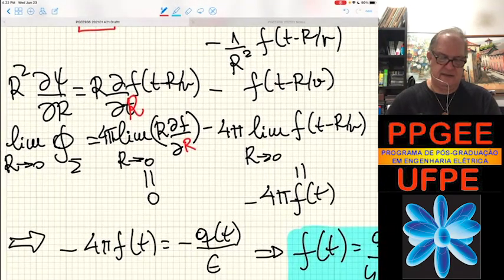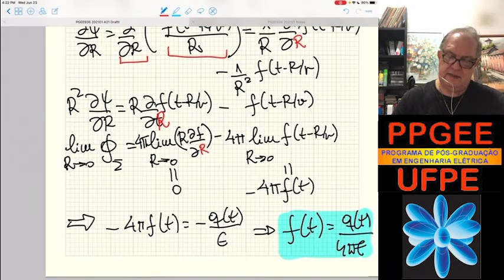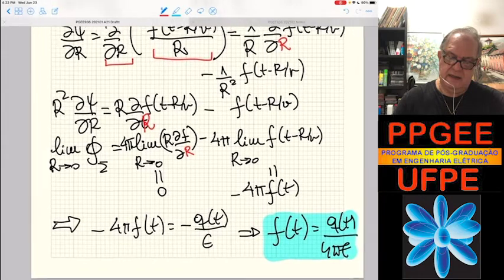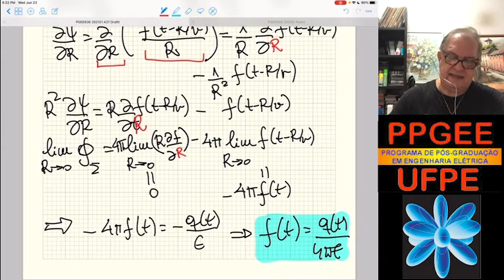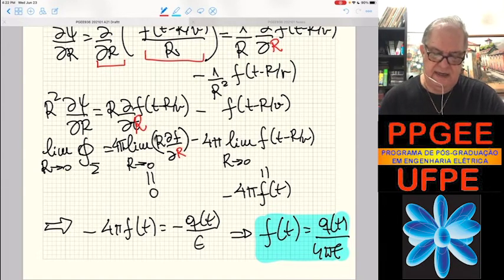Yeah, I think there's a lot of typos here. So let me see. Yeah, the limit of r times the f dr as r goes to 0 is 0 because f is a regular function. And as r goes to 0, this term goes to 0. So the first term goes to 0.